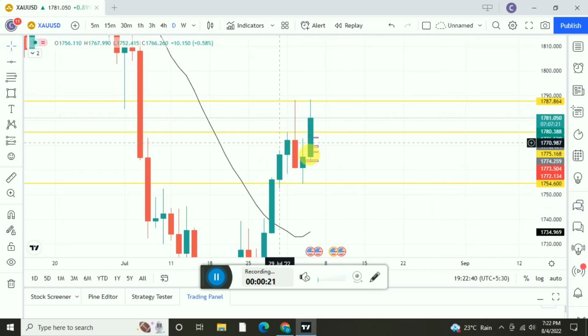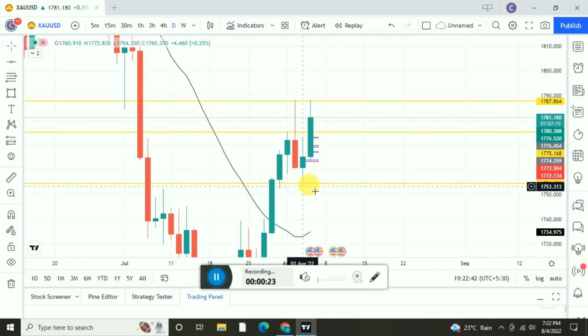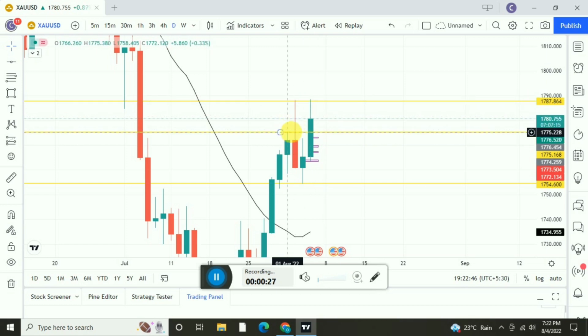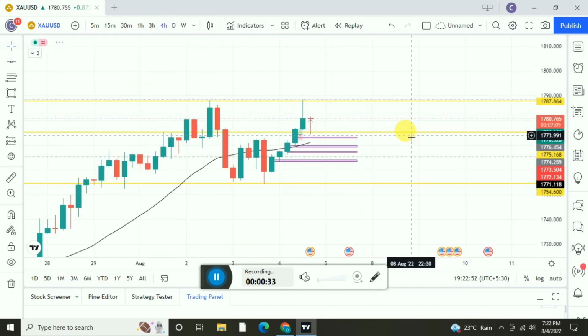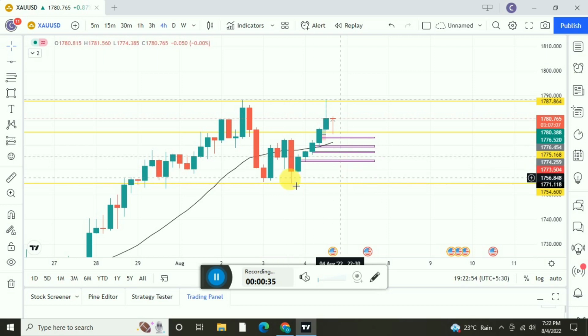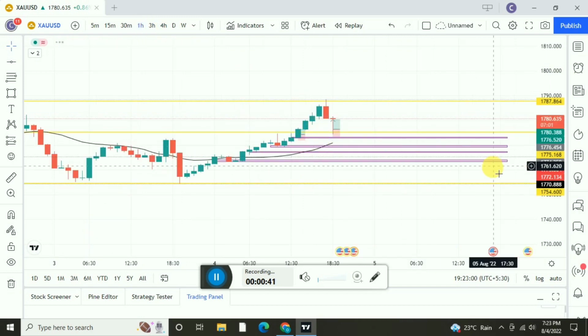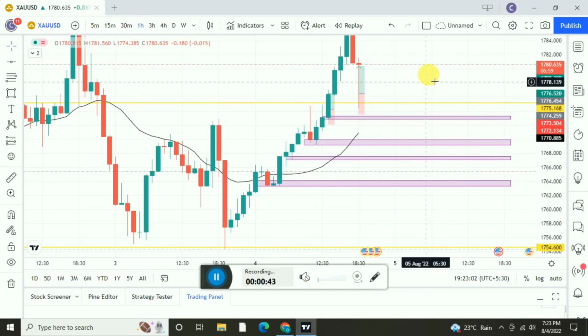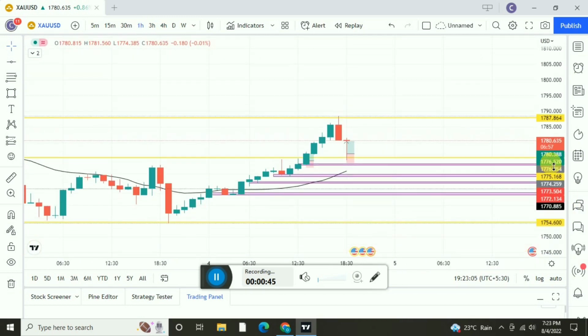So we had some levels. This is the lower level and this is the higher level, and as you can see here, there was a level at 1775. Let me go to the 4-hour time frame. As you can see, the market was going upwards from here. Let's go to 1 hour, and where we entered and where we exited. All together I'm going to explain.